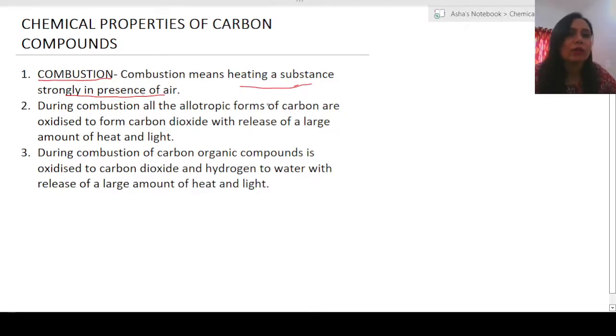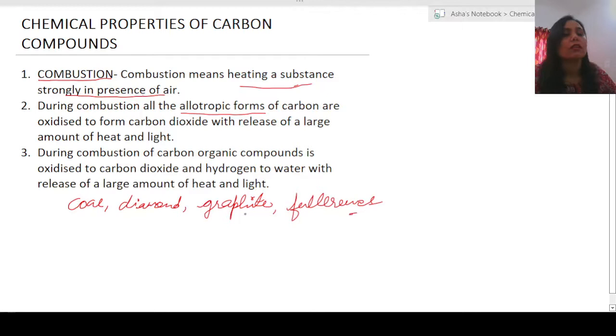If you see the allotropic forms of carbon, allotropic forms means physically they are very different from each other, but chemically they are same. Like we have done the allotropes of carbon like coal, diamond, then graphite and fullerenes, right? So physically their appearance is very much different, but they are chemically same. They all are having carbon in them. So whenever they are burnt, that is simply the carbon inside them that will burn, right?